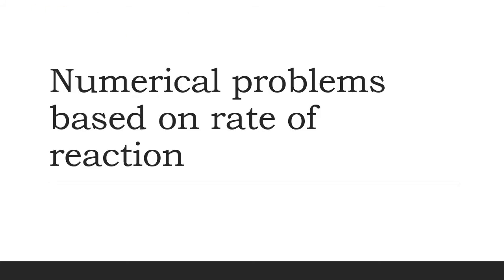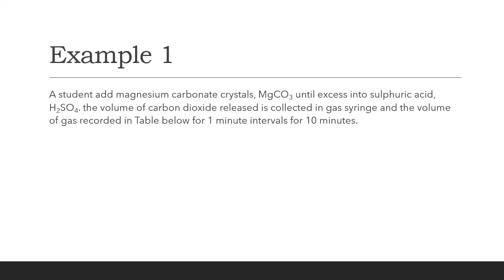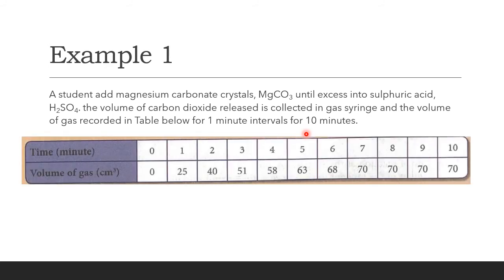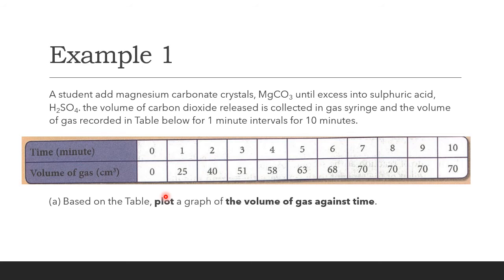Now we are going to look at the numerical problem based on rate of reaction. Example number 1. A student adds magnesium carbonate crystals until excess into sulfuric acid. The volume of carbon dioxide released is collected in a gas syringe and the volume of the gas is recorded in a table for 1 minute intervals for 10 minutes. Okay, ini result yang kita dapat daripada eksperimen selama 10 minit and then the volume direkodkan setiap 1 minit lah.